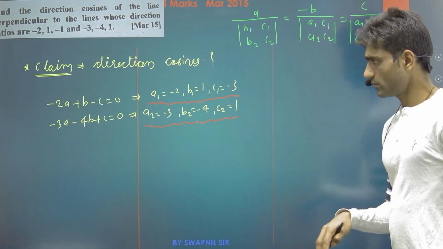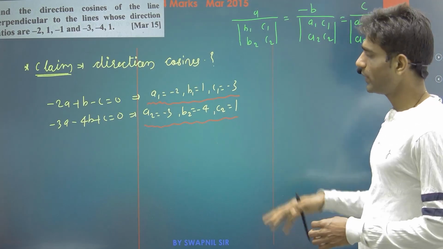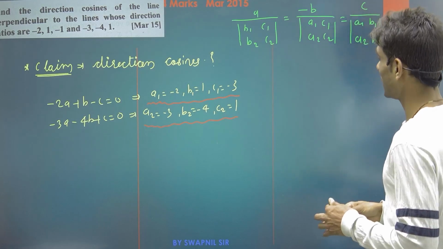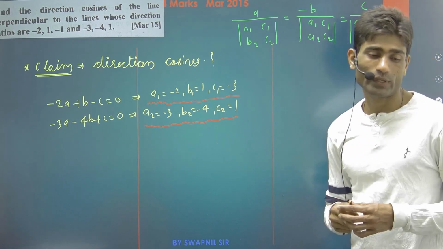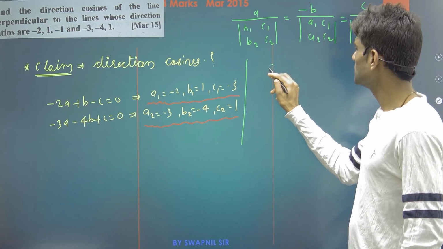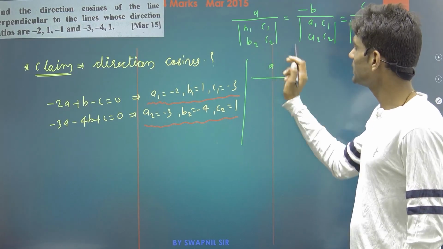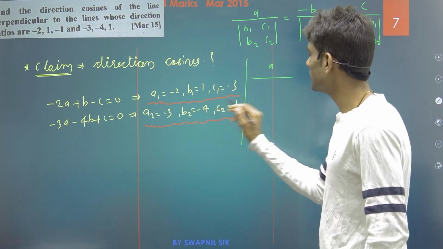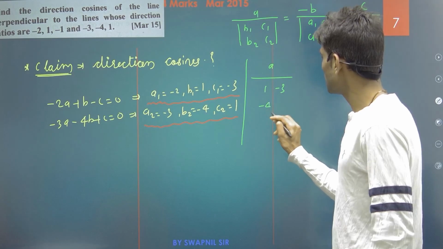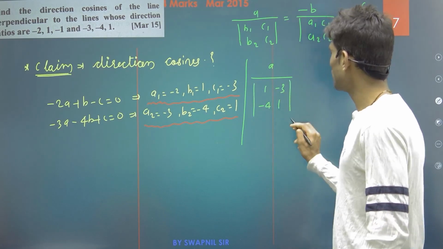So in our next step, we are just going to substitute all the values for A1, B1 and C1, A2, B2 and C2 in our given formula. So let's go for the substitution. A upon B1 C1 B2 C2: 1 minus 3, minus 4 1. This is our 2 by 2 determinant.